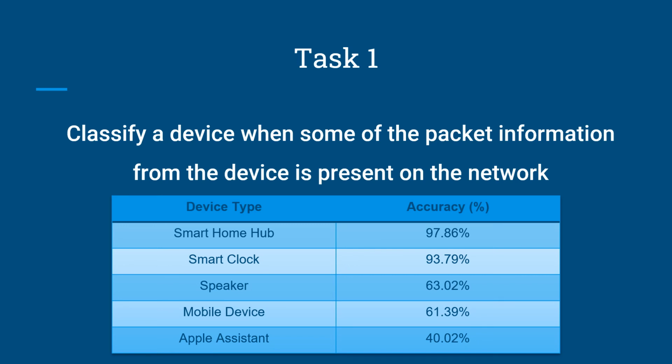Most of the devices classified the majority of the conversations in the correct device type. However, the Apple Assistant device type did not follow this pattern and had the worst accuracy rate of all device types. This task had the most diverse results.